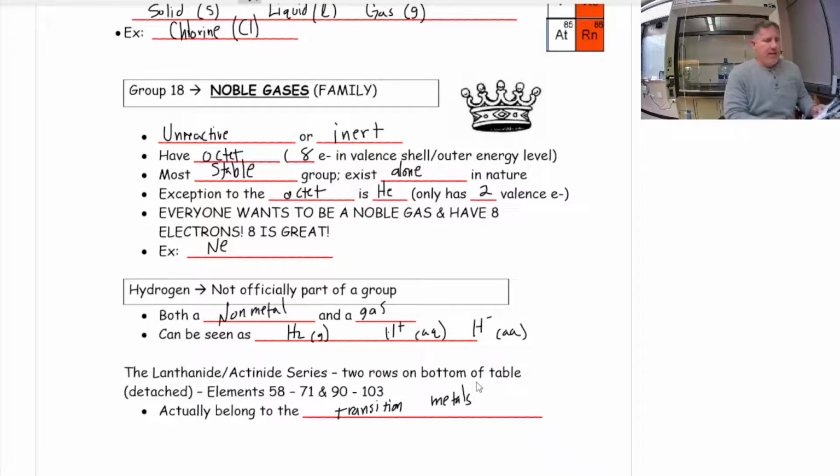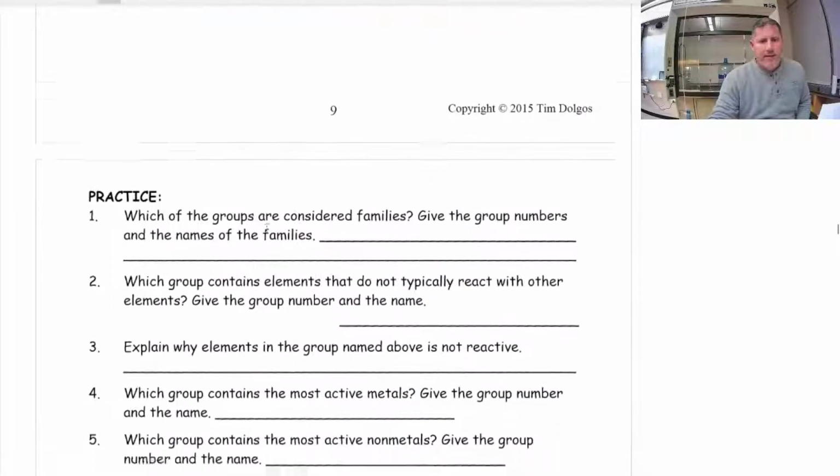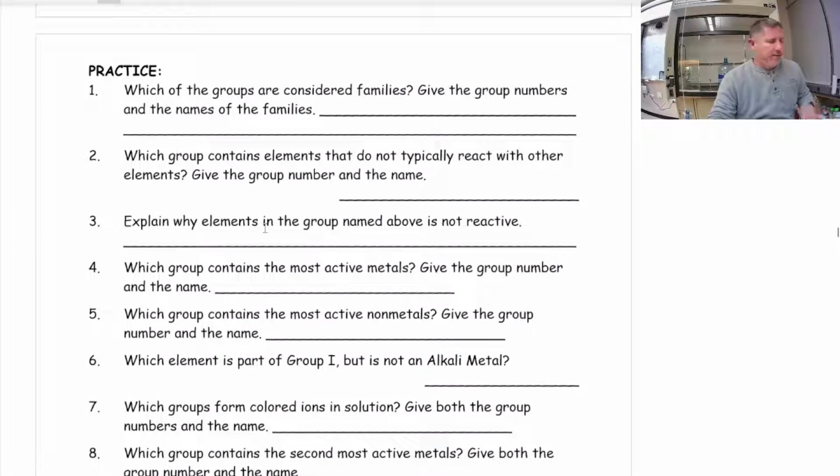And now you just have the practice sheet to work on. All right, let me pause real quick. All right, let's quickly go through these. Which groups are considered families? Give the groups names. So group 1, if you remember, those are the alkali metals. Group 2, alkali earth metals. Then we have the transition metals, the BCNO group, the halogens, and then finally the noble gases.